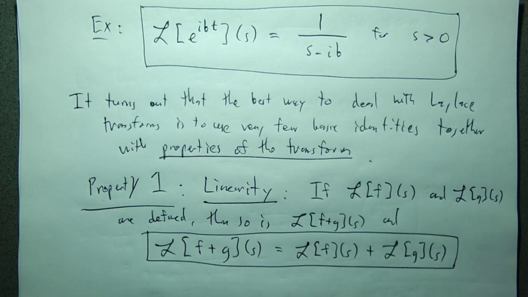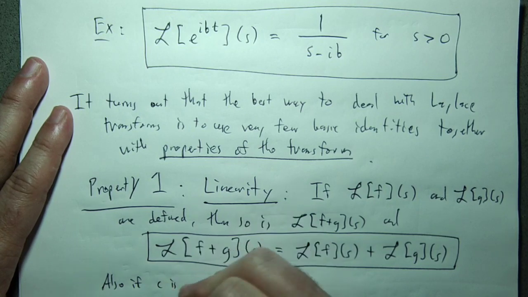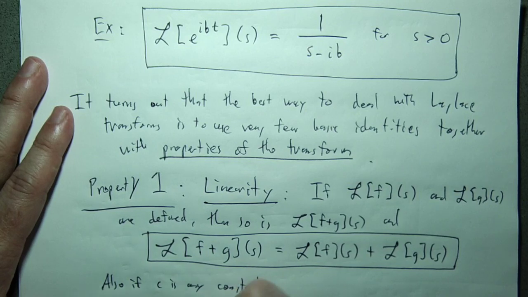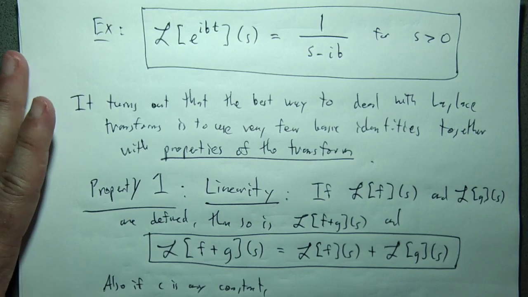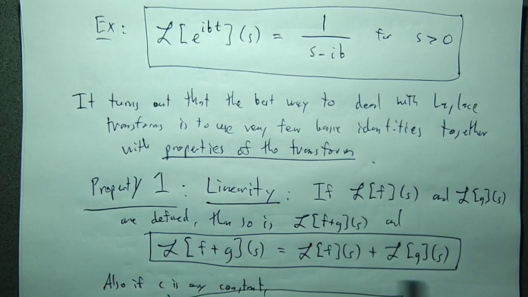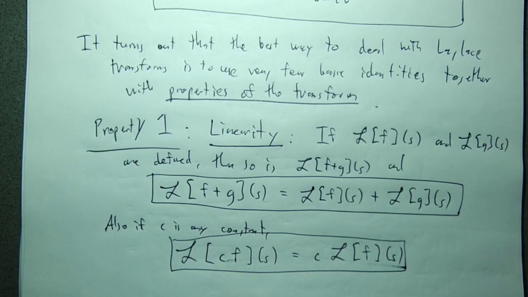Also, if c is any constant, the Laplace transform of c f of s is c times the Laplace transform of f. And so it's not some almost linear thing. It is truly linear in the sense of splitting across sums. I can pull constants out of it, so it is linear in the sense that you're used to the word linear.